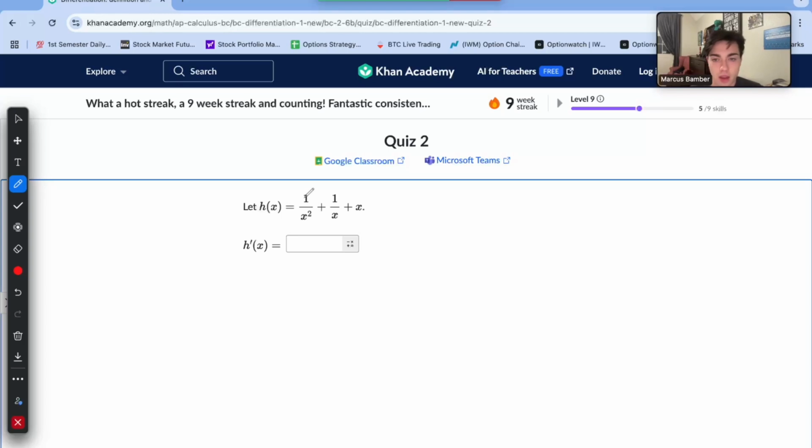Of course, when we're adding, we can just separate into the first derivative, second derivative, and then third derivative. First of all, we know that the derivative of x is just going to be equal to 1. We saw that in the previous question. Now let's rewrite these with the negative exponent. So 1 over x to the power of 2 is equal to x to the power of negative 2. And then 1 over x is equal to x to the power of negative 1. And then we're going to apply the power rule to both of these. So x to the power of negative 2, we're going to have negative 2, x to the power of negative 3. Then we're going to have negative 1, x to the power of negative 2.